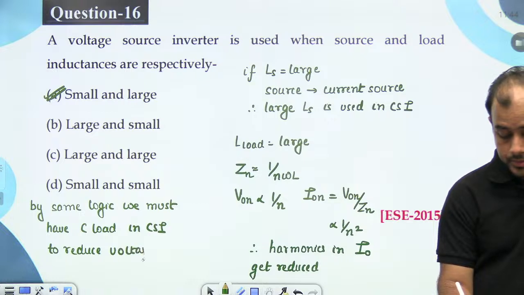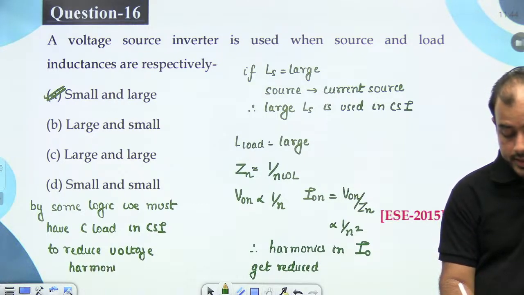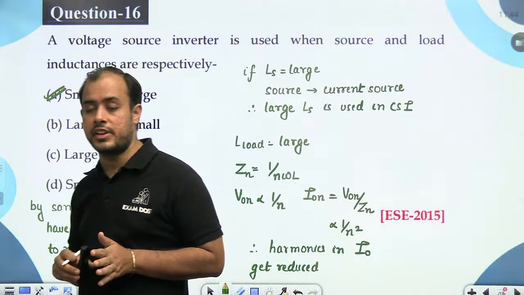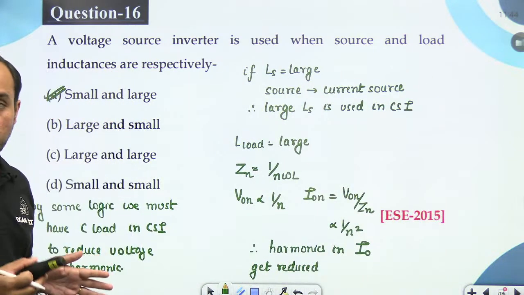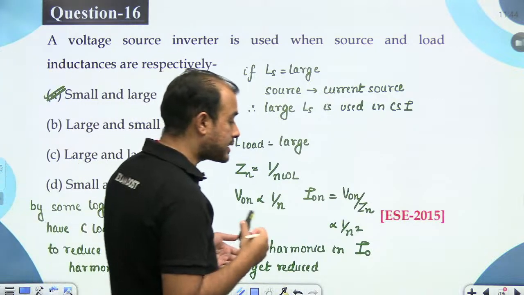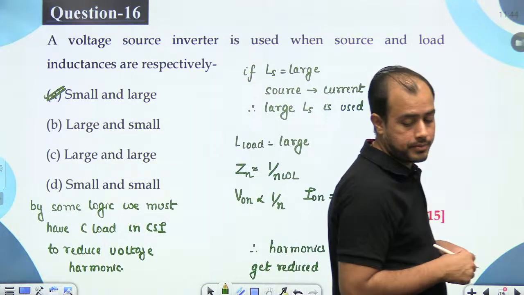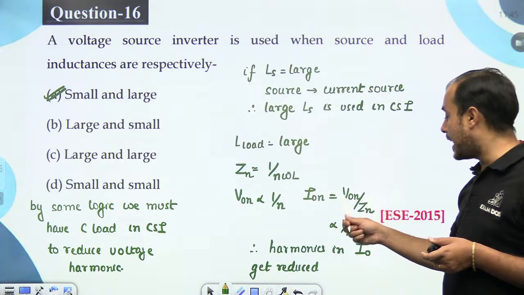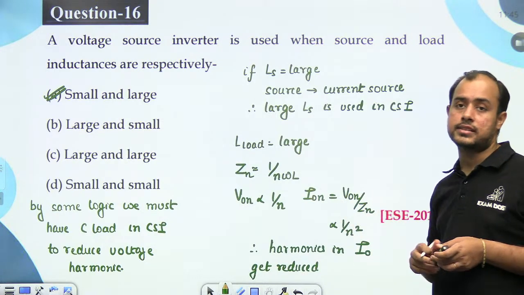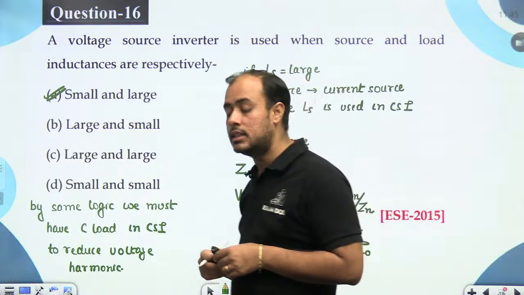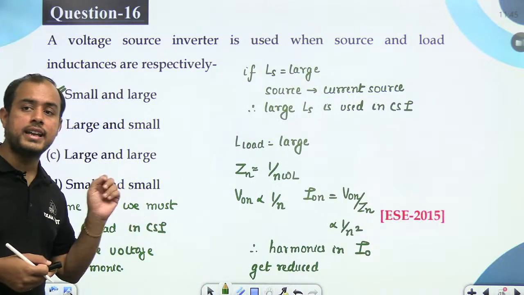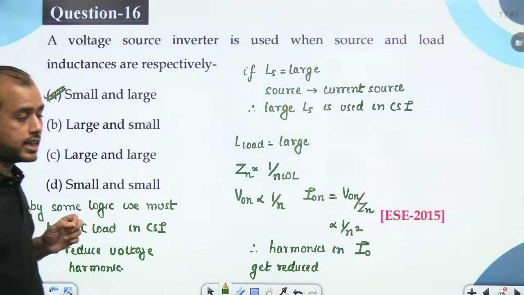ठीक है. देखो VSI में क्या होता है बेटा, वोल्टेज की फोरियर सीरीज फिक्स है. In VSI, the output voltage is square wave. So the Fourier series of voltage is fixed. But current depends on the load. Now, if your load inductance is large, the nth harmonic in current is inversely proportional to n square. So harmonic will be reduced in the current. That is why we need large inductance in the load.